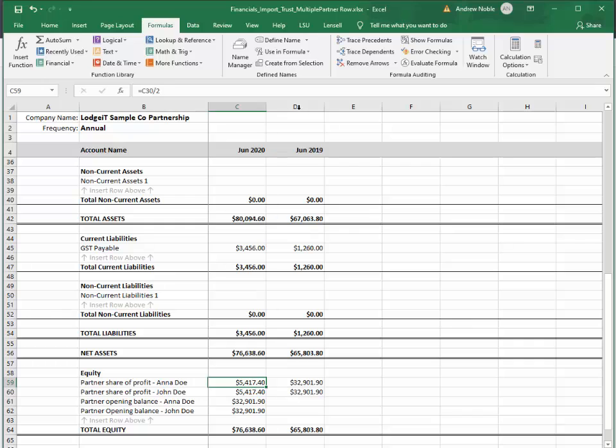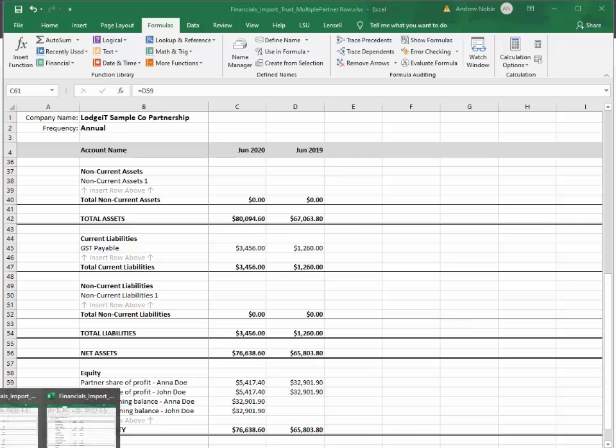And in this example, so this is the multiple partner rows, these partners don't take any drawings, so their share of profit rolls forward to the next year and becomes their opening balance for their account. So prior year's profit becomes this year's opening balance.